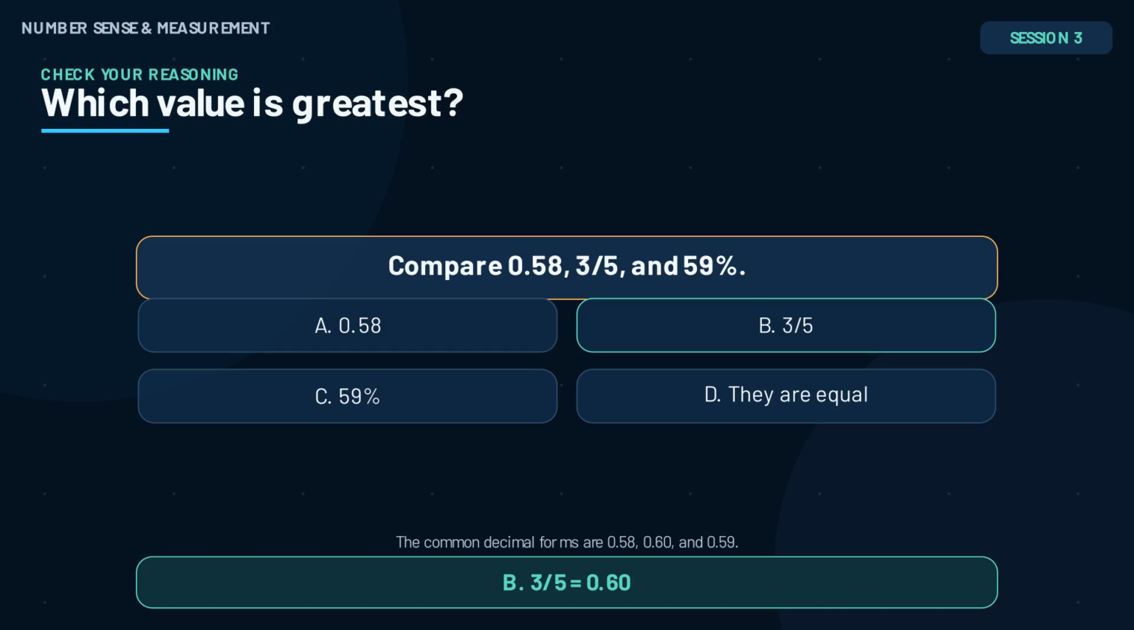Checkpoint. Which is greatest? 0.58, 3/5, or 59%. Convert every value to a decimal. The values become 0.58, 0.60, and 0.59. 3/5 is greatest because 0.60 lies farthest to the right.